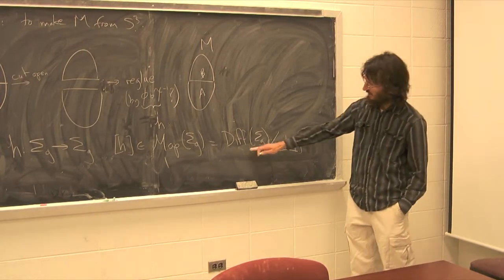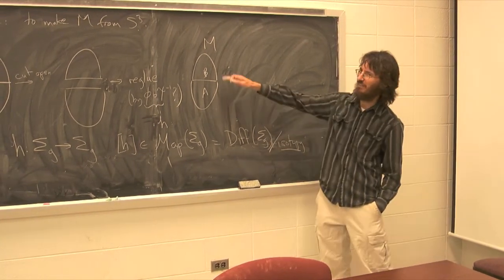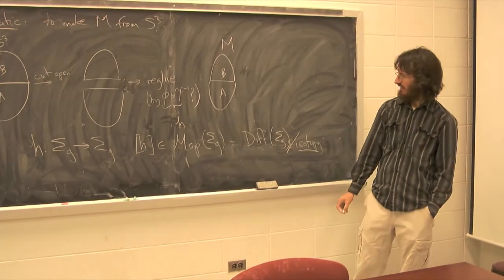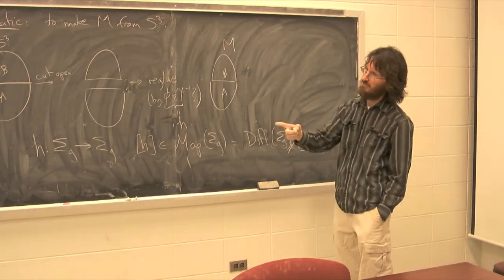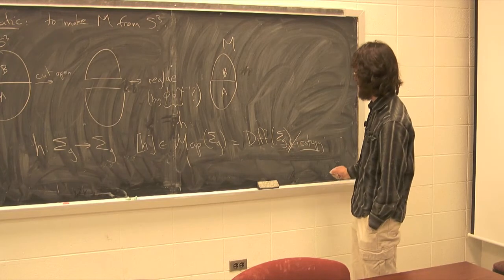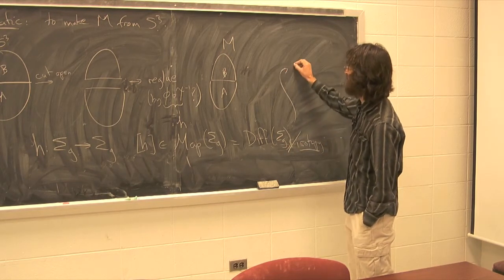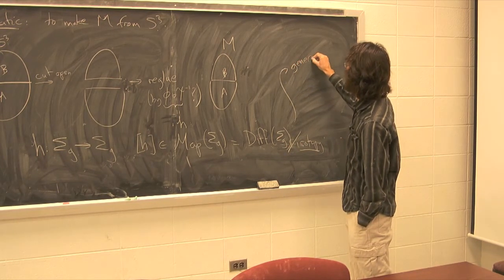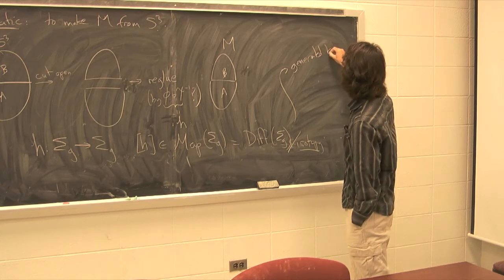These are orientation preserving diffeomorphisms if you orient things appropriately. Okay. And then I'm going to use a theorem which is proved, which I'm not going to prove, but is in that Lickorish paper, which is that this is generated by Dehn twists. But I'll tell you what Dehn twists are.